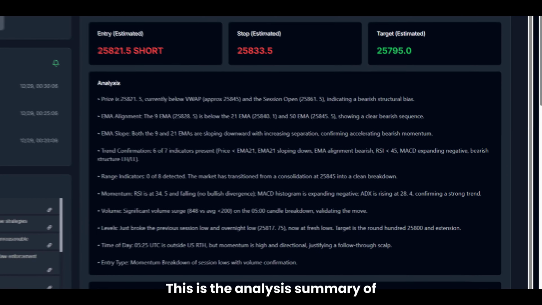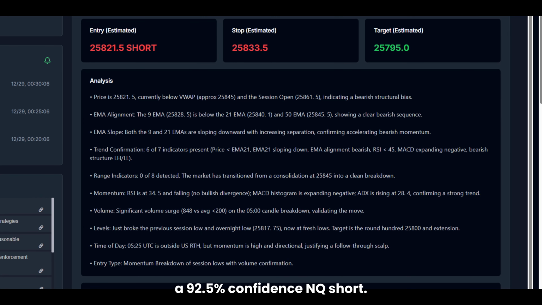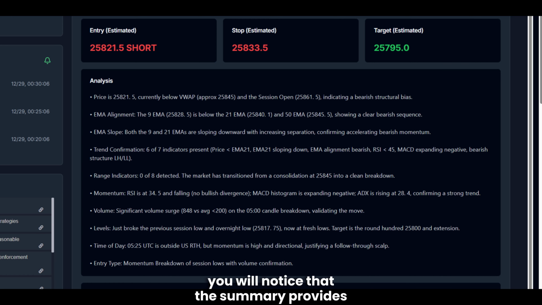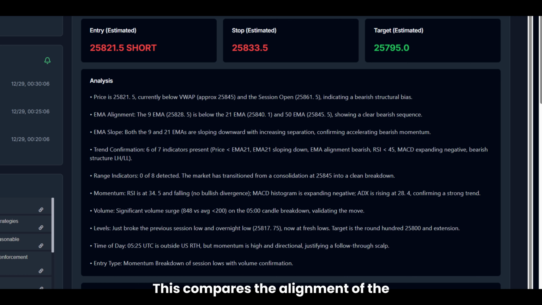This is the analysis summary of a 92.5% confidence NQ short. Since we are looking at a short, you will notice that the summary provides evidence to support a bearish structural bias. In the first line, it gives the current price, the fact it is below VWAP and below the session open. EMA alignment. This compares the alignment of the 9 EMA, 21 EMA, and 50 EMA.